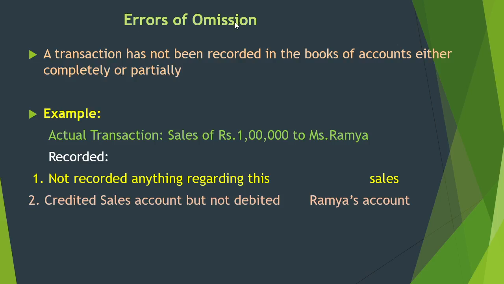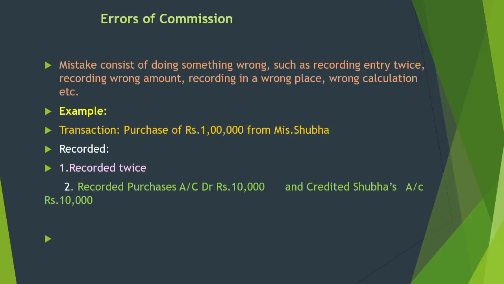Errors of omission is forgetting to record some transactions in the books of accounts. So there are two categories, complete and partial. In case of complete errors of omission, they forgot to record the entire transaction. They omit to record the entire transaction. But in case of partial omission, they record only part of the entry, but leave out another part.